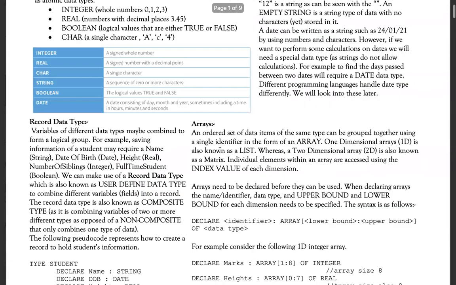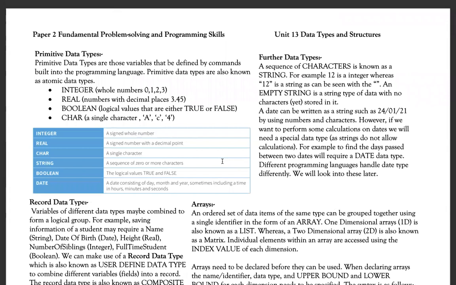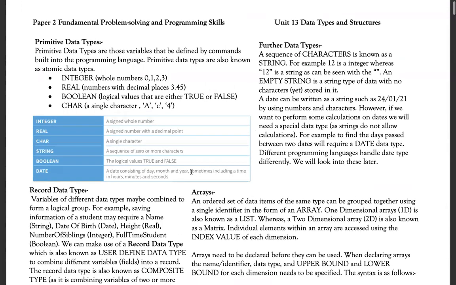Now, let's begin by understanding primitive data types. Primitive data types are basically data types that come equipped with most programming languages. So, for example, integer: if you want to hold data that is of whole numbers only, you will use an integer data type. And this is an example of integer data. Real will have a fractional part as well. So 3.45 is an example of real.